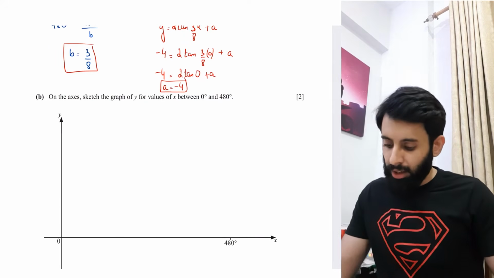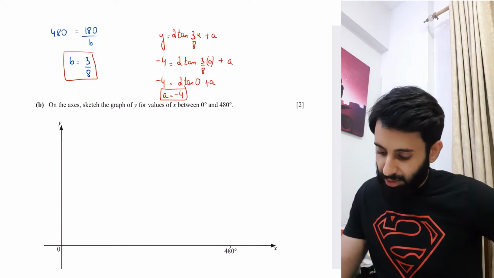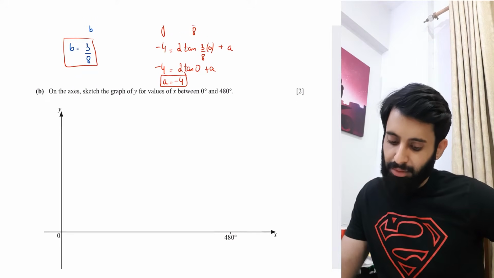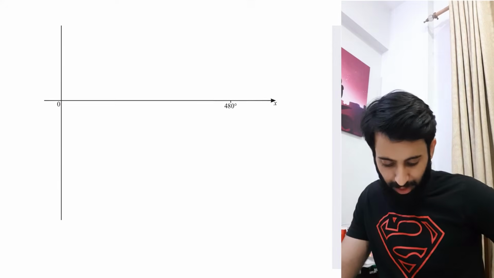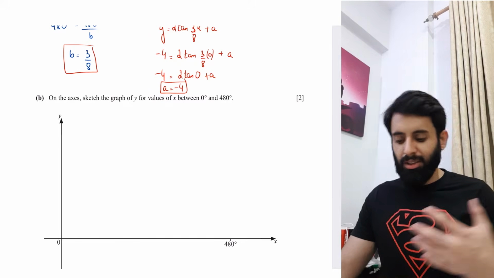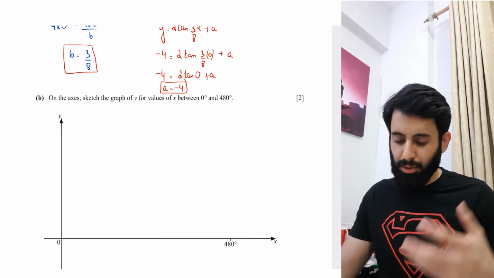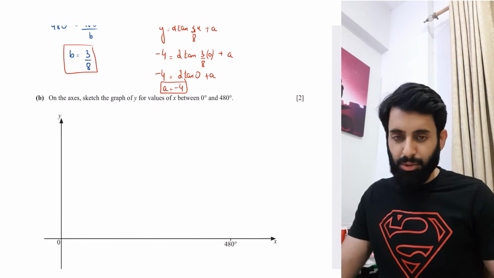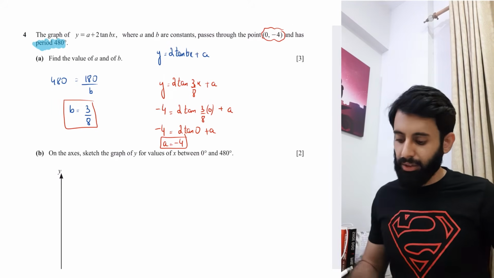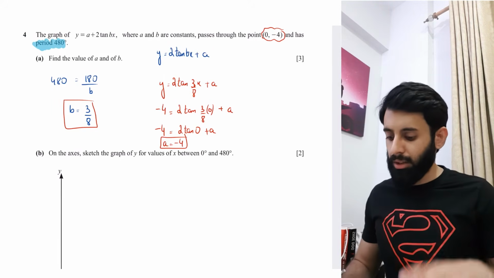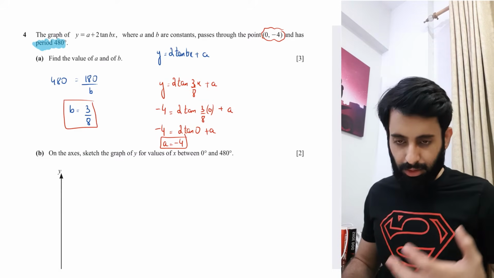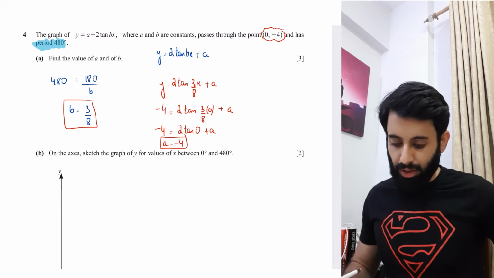Okay, now over here it says, on the axis, sketch the graph of y for values of x between 0 and 480 degrees. And let's see how many marks we get for this. We get 2 marks. Just because it's 480, not a number that you're used to dealing with, doesn't mean that you start freaking out. And just because it's tan doesn't mean that you need to start freaking out. It's actually very simple, given that you remember the step to take and the new period and all of that.